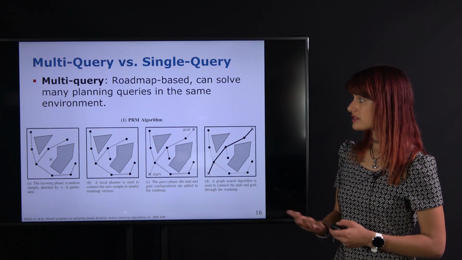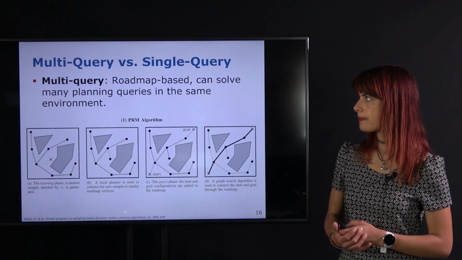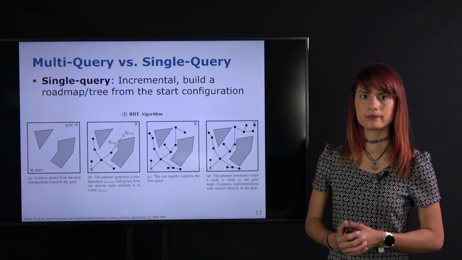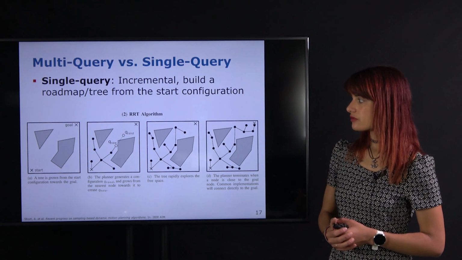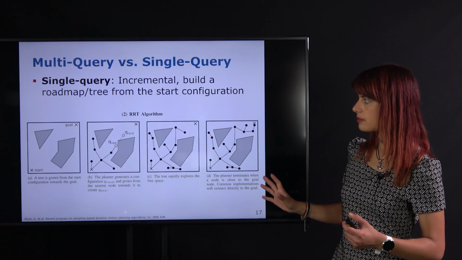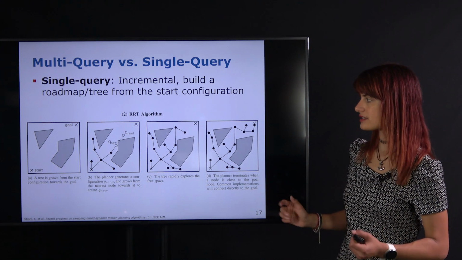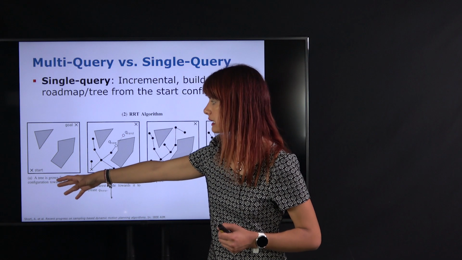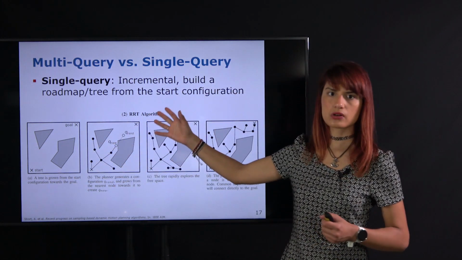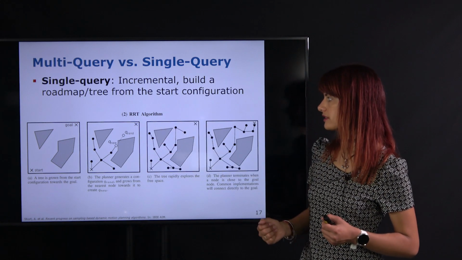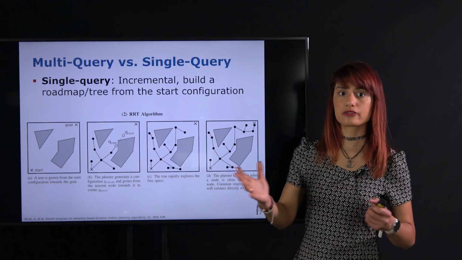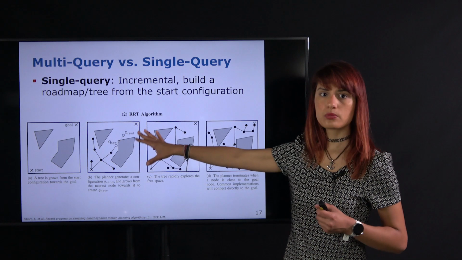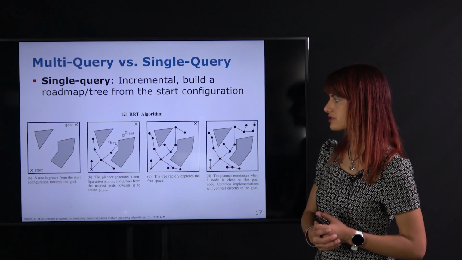So what if our environment does change, or what if we have a different robot? Then it might be more appropriate to use incremental single query planners. Instead of building a roadmap of the entire environment, these methods are usually tree-based. Typically we start from the start configuration and we gradually extend the tree by sampling towards the goal, and we stop when we find the goal there. So this is very different to sampling first and then querying second. Here we are extending the tree by forming new branches according to our sampling and our collision checking strategy.